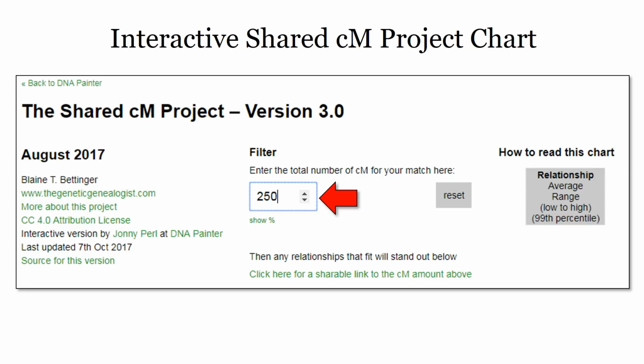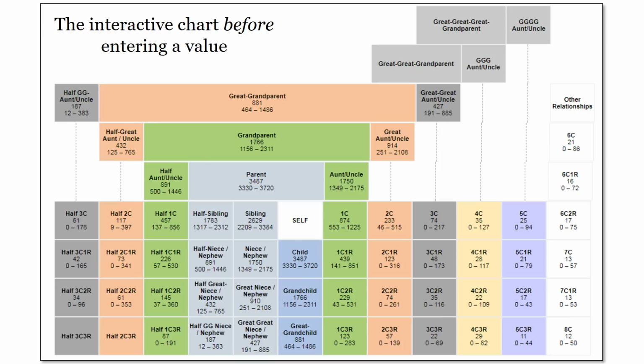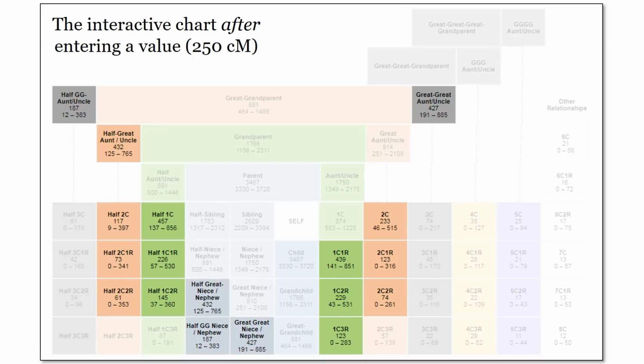And what will happen is the chart will change as soon as I enter that from this, okay, where everything's highlighted, to this. Now, these are the relationships into which 250 centimorgans might fall. Okay, so presumably 250 centimorgans is probably one of these relationships, assuming that the relationship doesn't include multiple relations. Okay, well, maybe you're a first cousin once removed and a third cousin, or maybe you're a fourth cousin 5 times or something like that. Okay. So these are just clues.